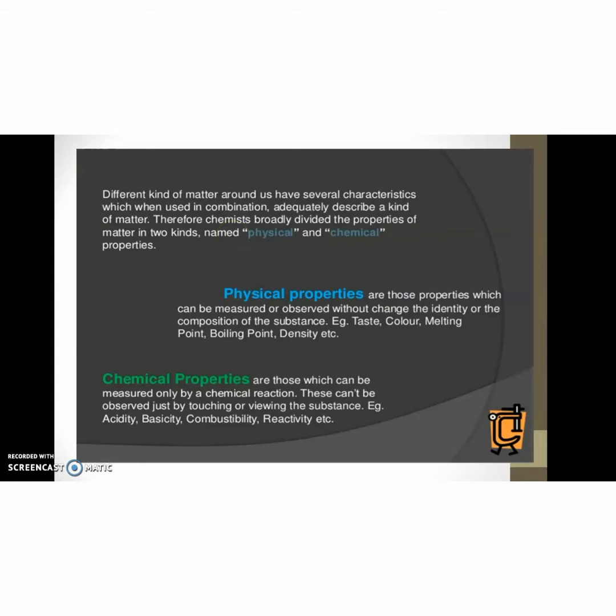Physical property means the property that is measured or observed. For example, melting point, boiling point, density, taste, color. These are examples of physical property. While chemical properties are only measured by using a chemical reaction. For example, acidity of a compound, basicity of a compound, reactivity, combustibility, etc., which cannot be identified or observed directly. They are only measured by using a chemical reaction. So this is the difference between physical properties and chemical properties.